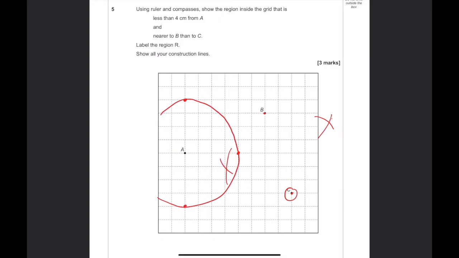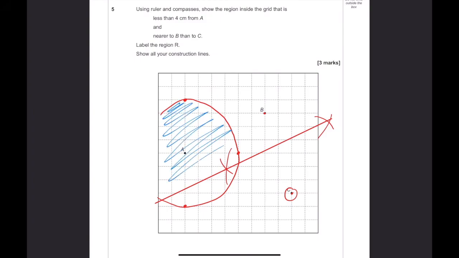And if you do a straight line roughly between those two, with the values in the correct place obviously, it has to be within the circle of A, but closer to B than C, so it can't be on the bottom side of the line. Label the region R, so you would just do a big R like that.